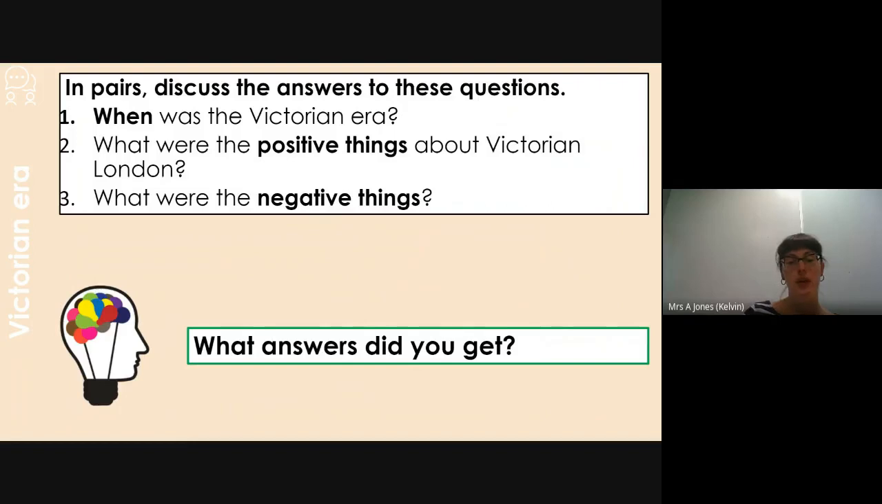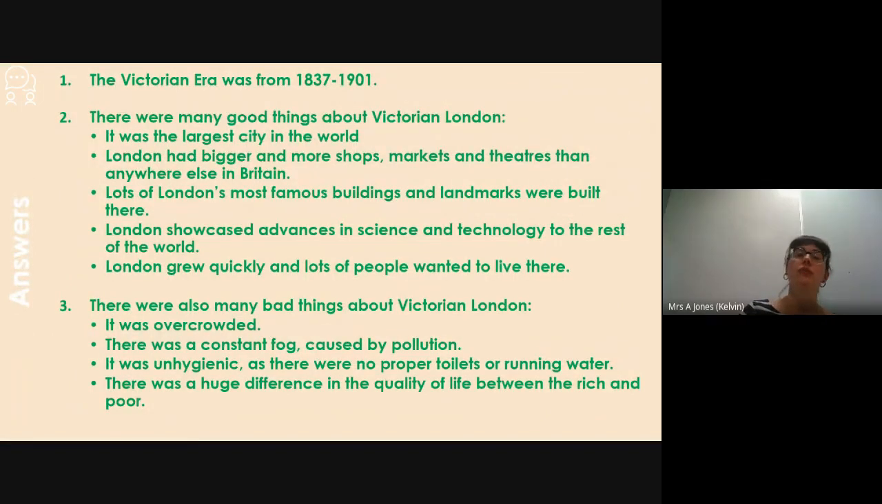Okay, let's see what answers we got. So the answer to number 1, the Victorian era was from 1837 to 1901. So well done for those of you that remember those key dates.